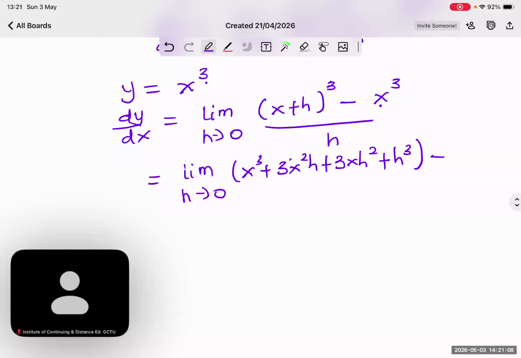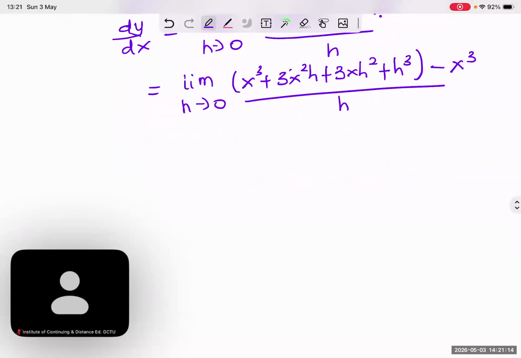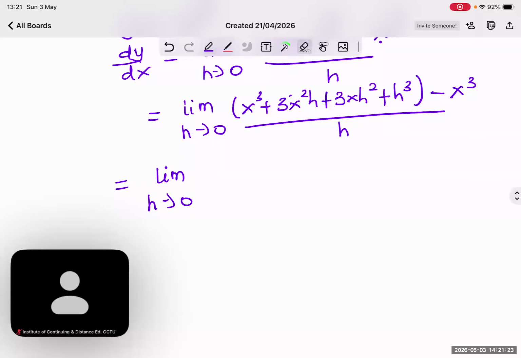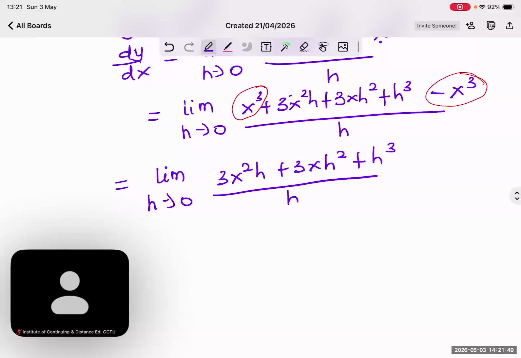Minus, maintain my x cubed, all divided by h. Next step, let's simplify a little bit. Limit as h approaches 0. We can remove the bracket. If I remove this bracket and that bracket, there is something we can do here. I have positive x cubed and negative x cubed, and they can get rid of each other. So what we are left with is 3x squared h plus 3xh squared plus h cubed, all divided by h.